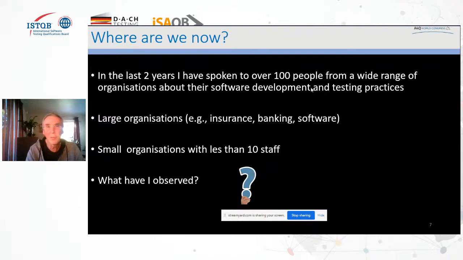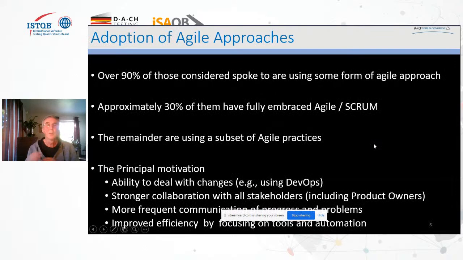So what have I found by talking to those people quite extensively about what they do? Well, guess what? And this will come as no surprise to you. About 90% of those people that I spoke to said that they were doing some form of agile. They were using an agile approach in their development, and the testing was matching that. About 30% of them had fully embraced an agile Scrum type approach. Now, the remainder were using a kind of a subset of agile practices.